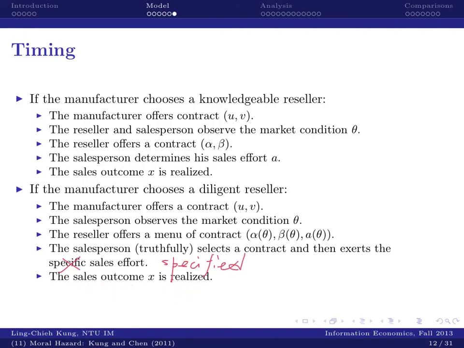Okay, so that will be our model. We know there are players, we know their utilities, we know what will be the sales outcome and the timing, and then we're going to analyze the problem so that we can compare whether a knowledgeable or a diligent reseller is more profitable for the manufacturer.